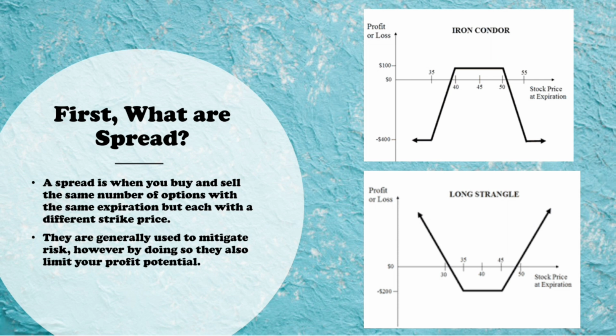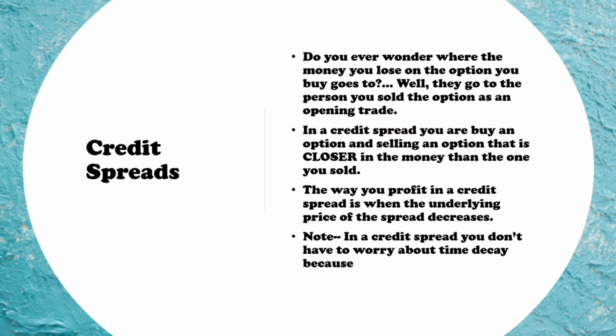So first of all, what's a spread? A spread is basically when you buy and sell the same number of options with the same expiration, but each with a different strike price, and they're generally used to lower risk. However, by doing so, you also limit your potential profit. Spreads are viewed as the safest way to trade options because of how much you can lower your risk.